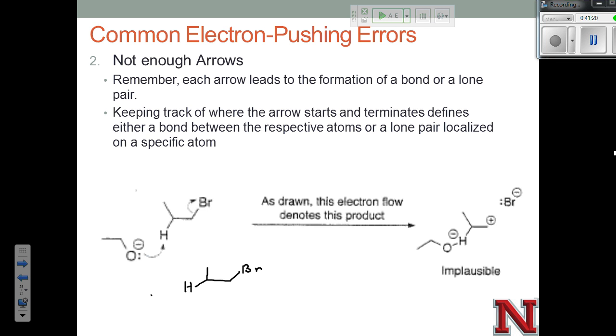And yes, you've seen this elimination before, but you're still always thinking about these things, even if it's a mechanism that you haven't seen.